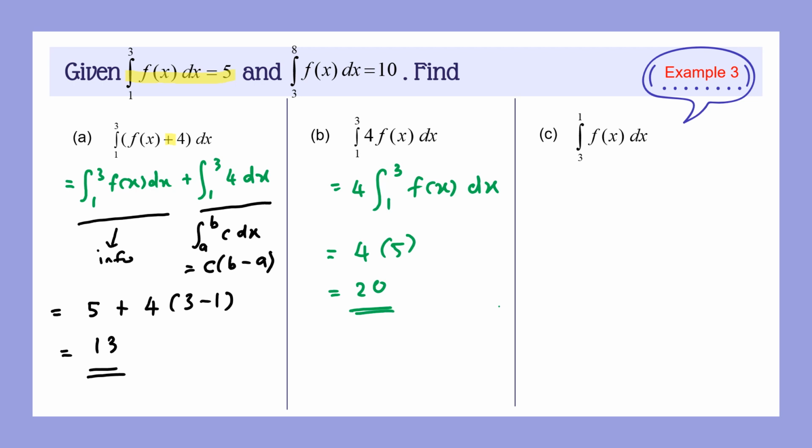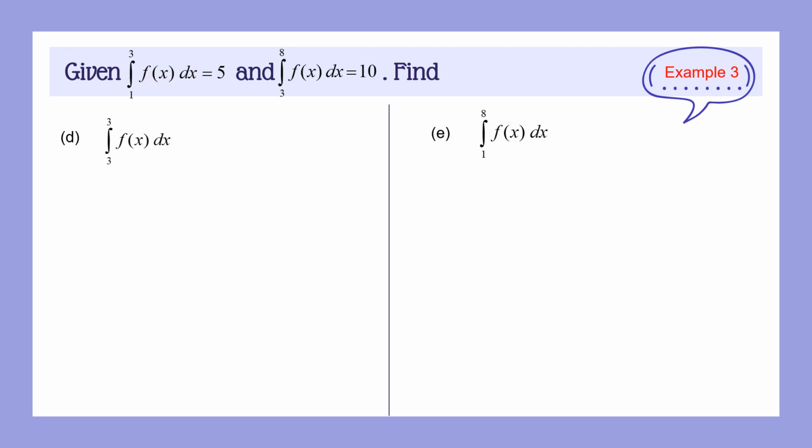Then the question C, integrate from 3 to 1 f(x) dx. Since the information is from 1 to 3, then we need to change the location of the limits. So we need to put a negative, since we want to change the location of the upper limit and lower limit. So here negative, integrate from 1 to 3 f(x) dx. So then we get negative 5.